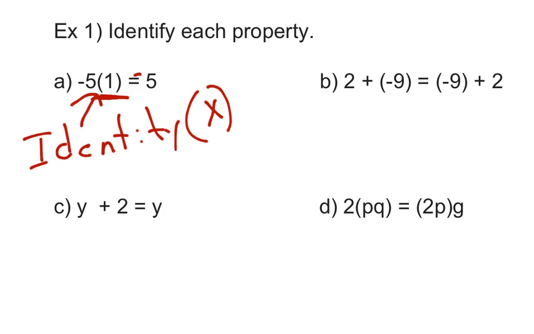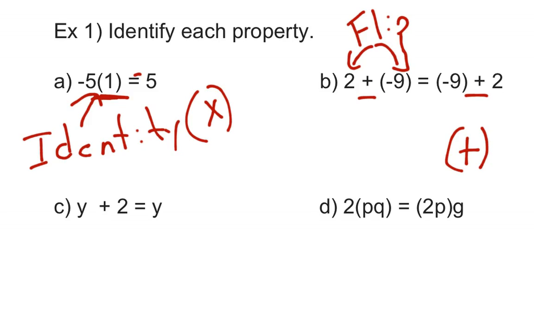Okay, number 2, we have 2 plus negative 9 equals negative 9 plus 2. I see that it's an addition problem, so whatever property it is, it's going to be a property of addition. The key here is that we are flipping around which number comes first. On this side it's 2 plus negative 9, and over here we get the negative 9 first and then the 2. Because we change the order, that's what makes it the commutative property. Commutative property of addition, of course.